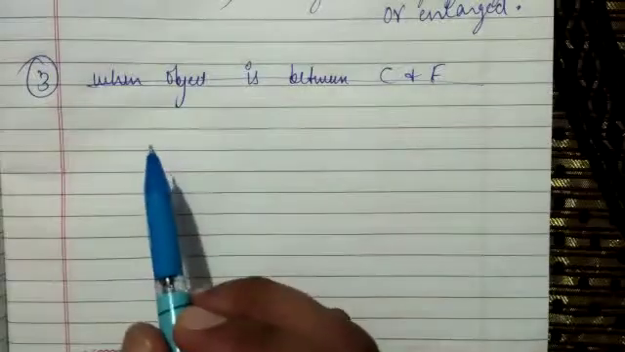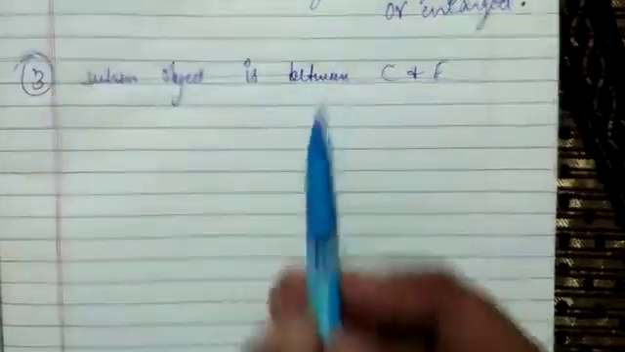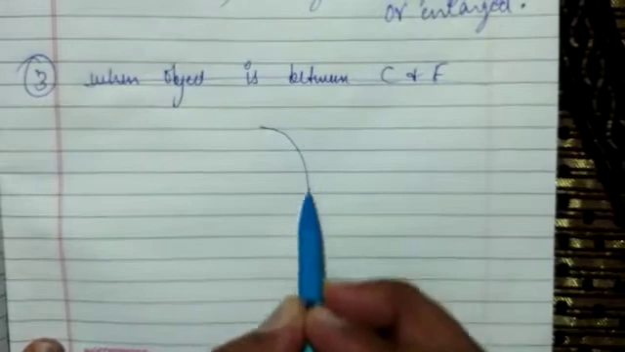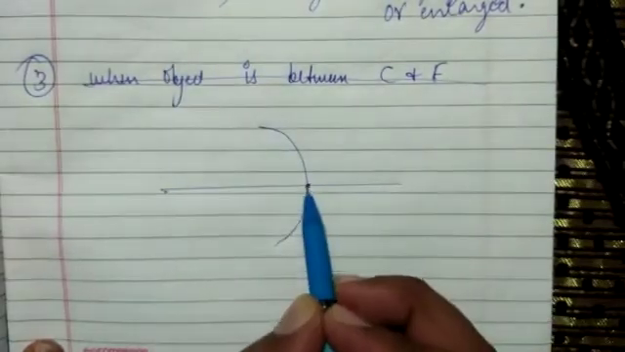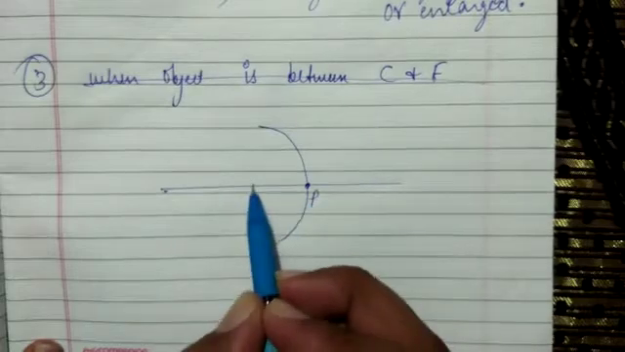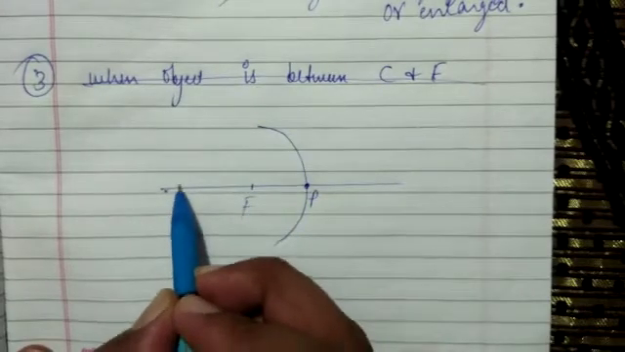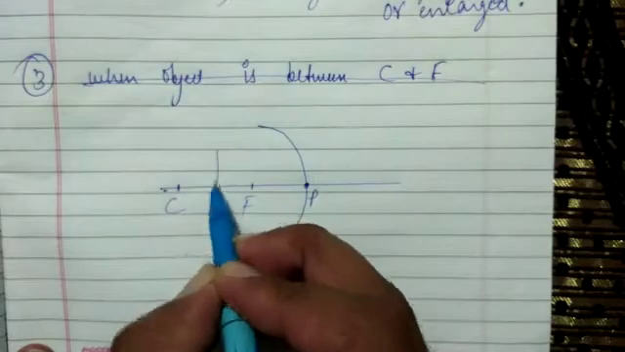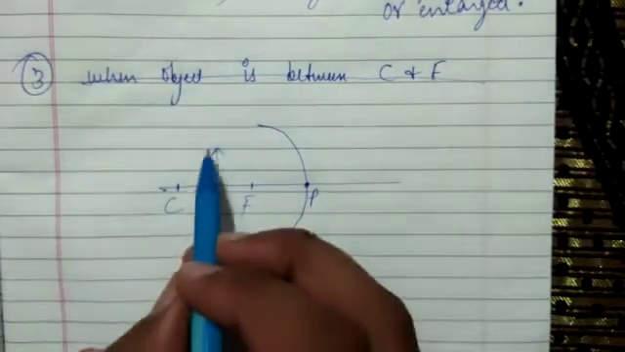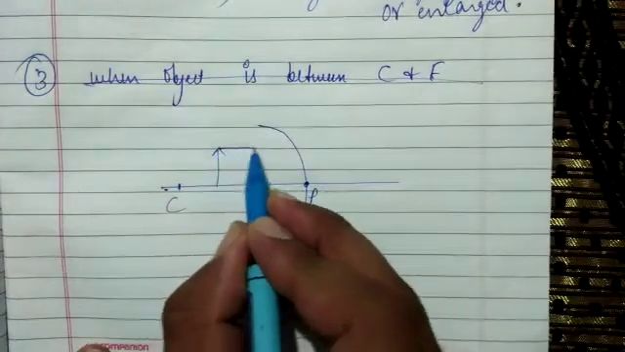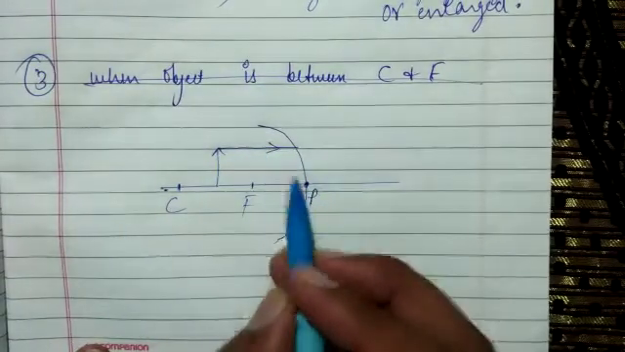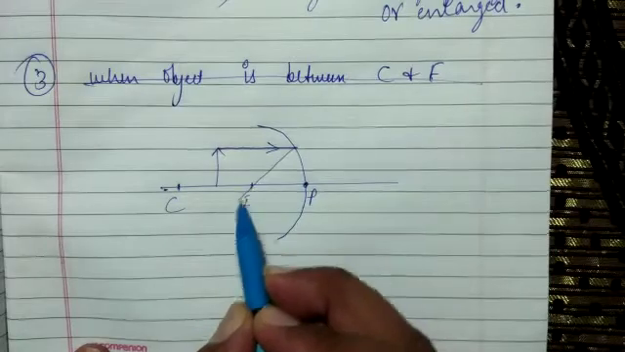Here we are at the third ray diagram. When the object is between C and F, if this is the pole, this is F, and this is C, exactly here the object is. Similarly, the rules are the same for everyone. If a light ray is going parallel, if you remember the first rule, it must pass through the focus.